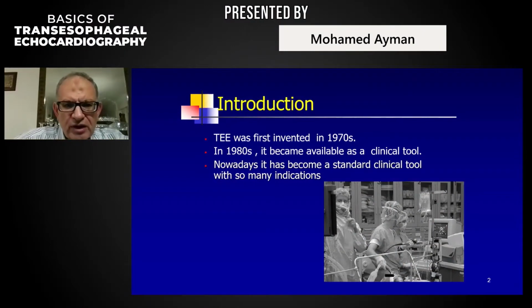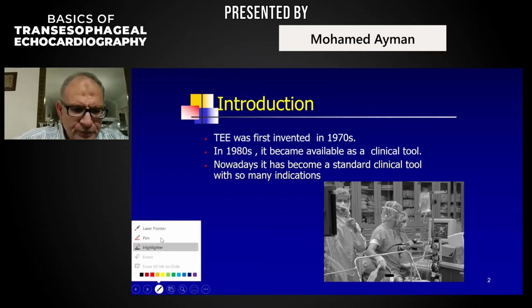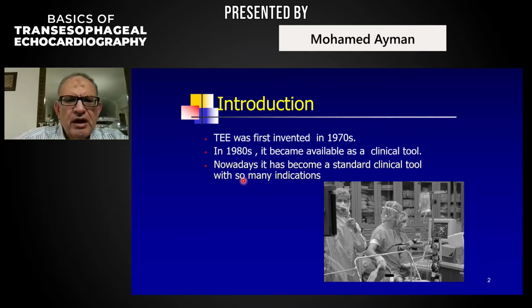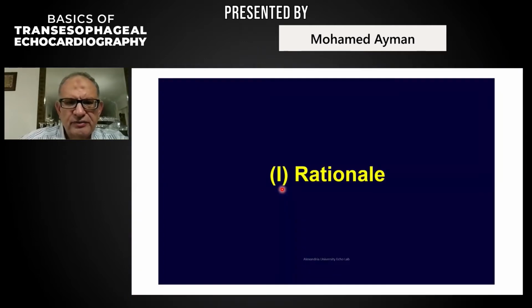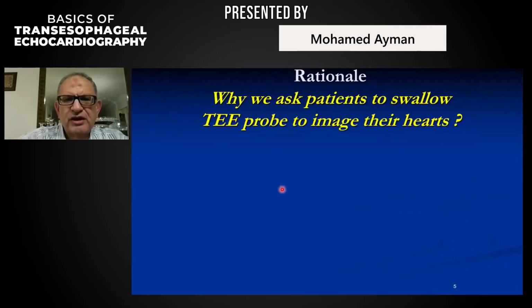Transesophageal echo was first invented in the 70s. In the 80s, it became a valuable clinical tool. Nowadays, it has become a standard clinical tool with so many indications. The rationale of transesophageal echo: why do we ask patients to swallow a tube to image their hearts? What are the relations?